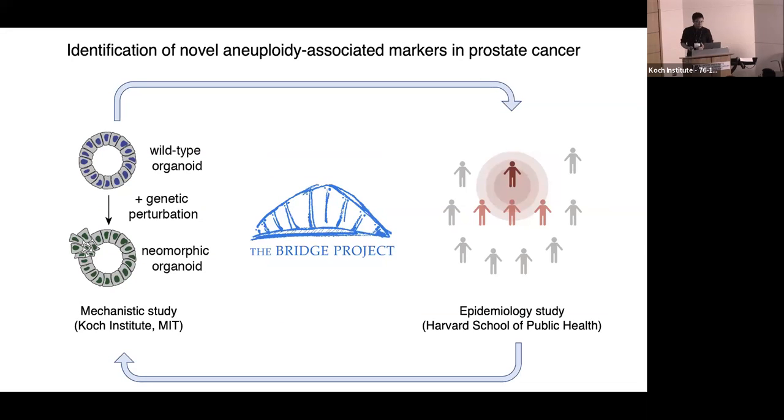And then moreover, through a Bridge Project between MIT and Harvard School of Public Health, we are currently collaboratively investigating the hits that we identified in our organoid studies and seeing if they have prognostic predictions in the epidemiology studies for the patient cohorts with prostate cancers. And then we also identify some of the hits from the epidemiology study that we can bring back to our organoid cellular studies to study the mechanistic aspects of these hits.